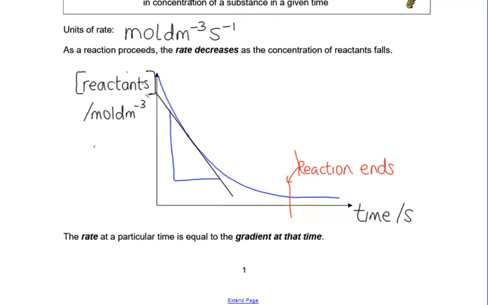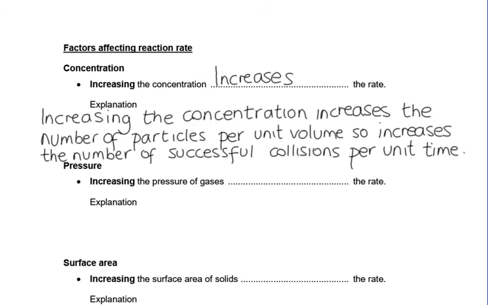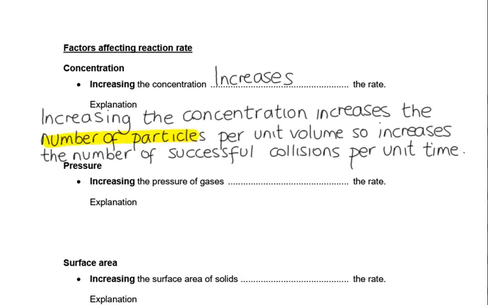Okay, so what factors affect the rate? You will have studied these factors at GCSE, so we're going to go very quickly through them. If we increase the concentration, we're going to increase the rate. Could you explain why increasing the concentration increases the rate? So when we increase the concentration, we're physically putting more stuff in the same volume, so there's more particles per unit volume.